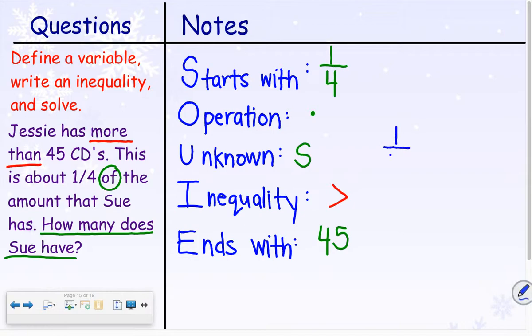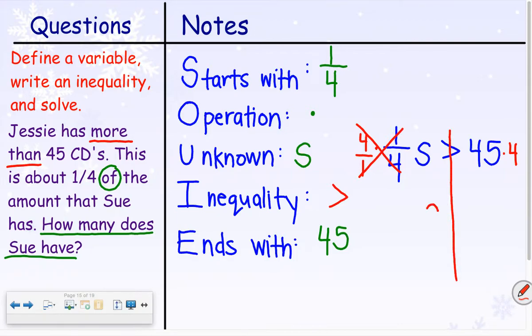So 1/4 times S is greater than 45. So to get rid of our fraction, we times both sides by the reciprocal. So 4 over 1, or 4. These make 1. And we're left with S is greater than 180.